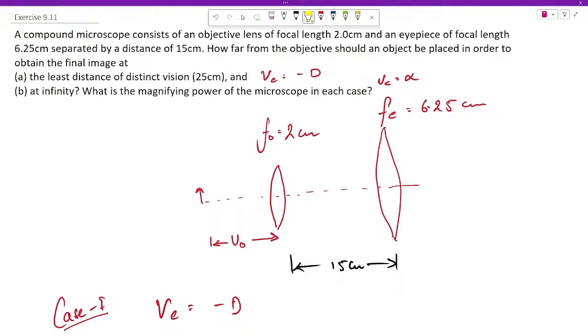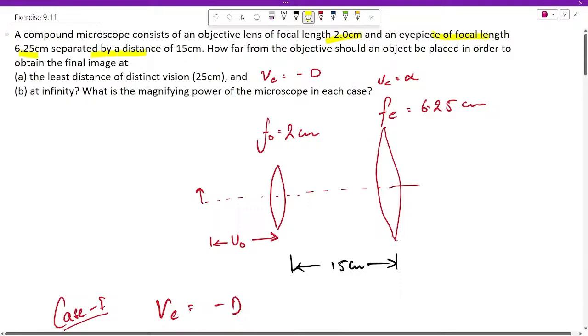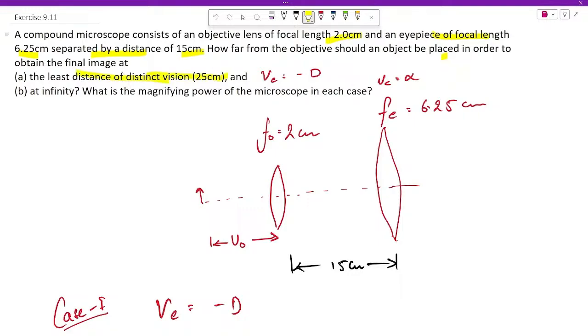The question says that a compound microscope consists of an objective lens of focal length 2 centimeter and an eyepiece of focal length 6.25 centimeters separated by a distance of 15 centimeter. How far from the objective should an object be placed in order to obtain the final image at the least distance of distinct vision, that is 25 centimeter, and at infinity? What is the magnifying power of the microscope in each case?